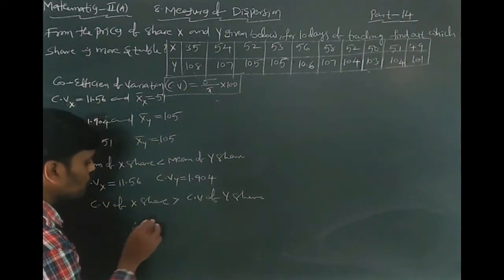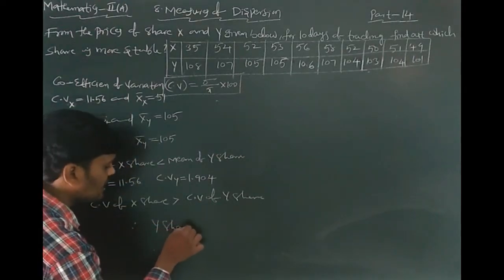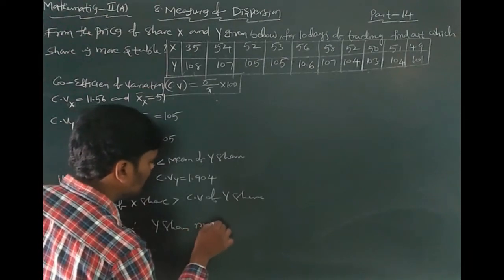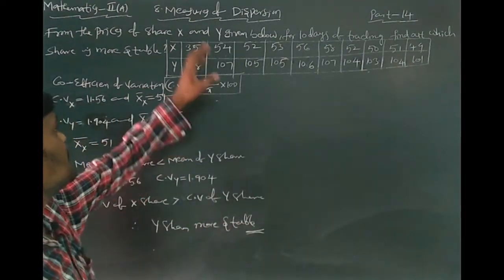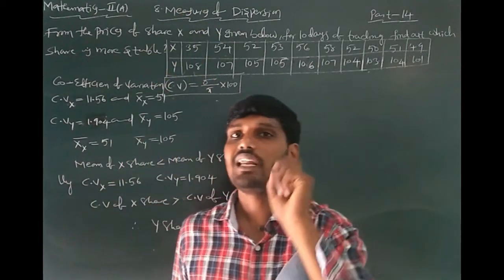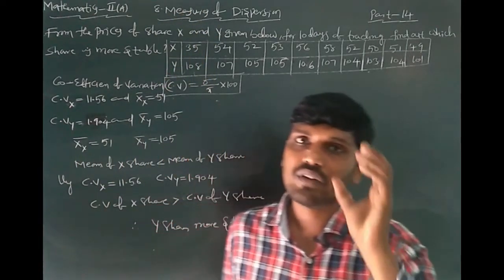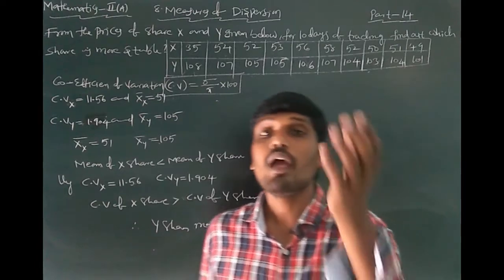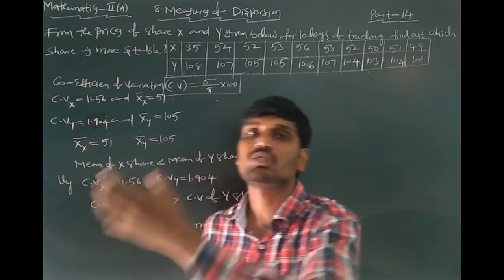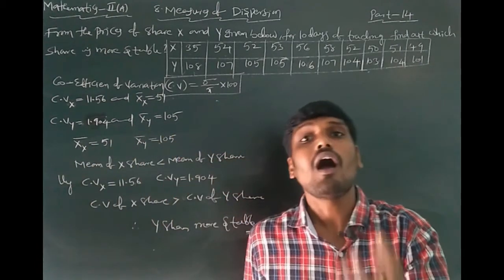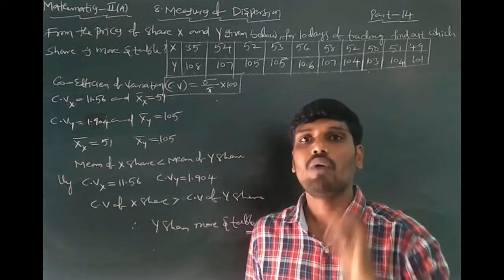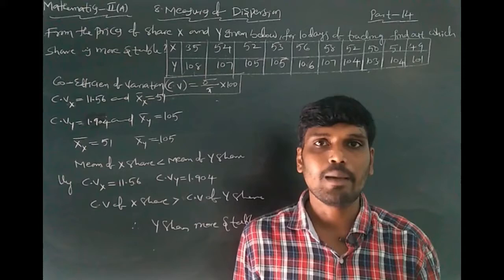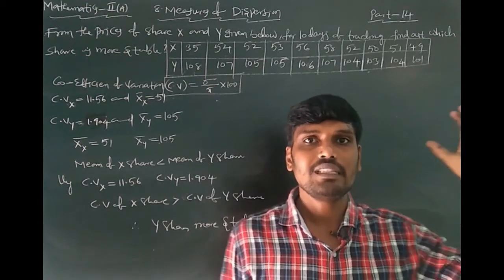Then y share is more stable. In these two shares, which share is more stable? Y share is more stable. Why? Because the mean of y is greater, that's why y share is more stable. Or the coefficient of variation of y is less, that's why y share is more stable. In this problem, do it in this way.